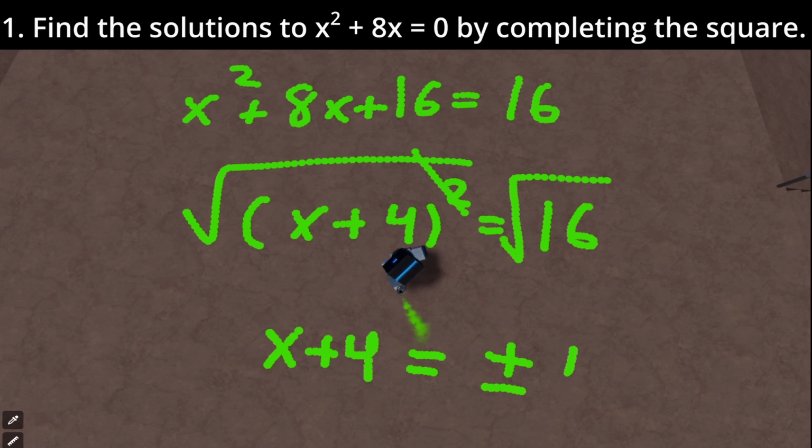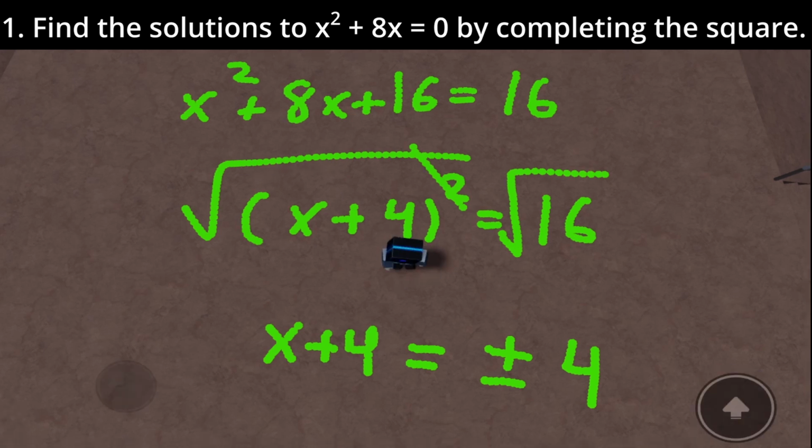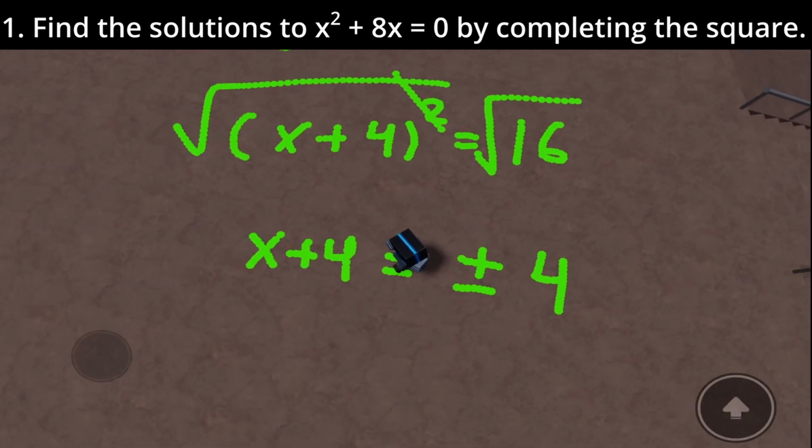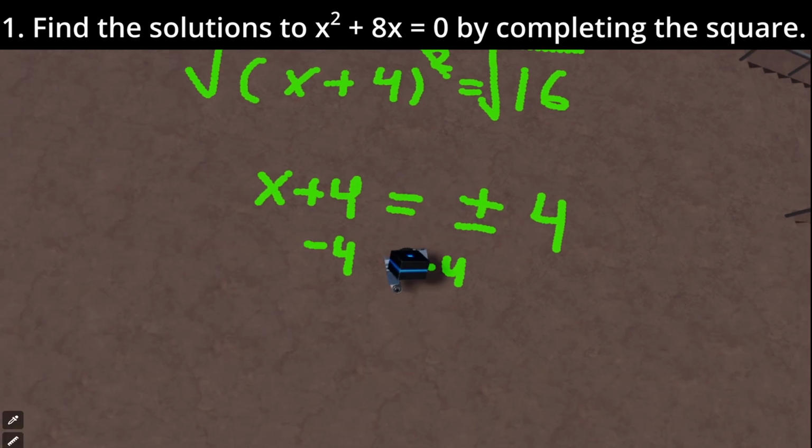It's not just 4, and the reason that's the case is because we're doing this in a quadratic equation. Whenever you take the square root of something and you're doing it to cancel out a square, you have to take the positive and the negative solution. And now we have x plus 4 equals plus or minus 4. So let's just subtract 4 from both sides. So now I'll have x is equal to minus 4 plus or minus 4.